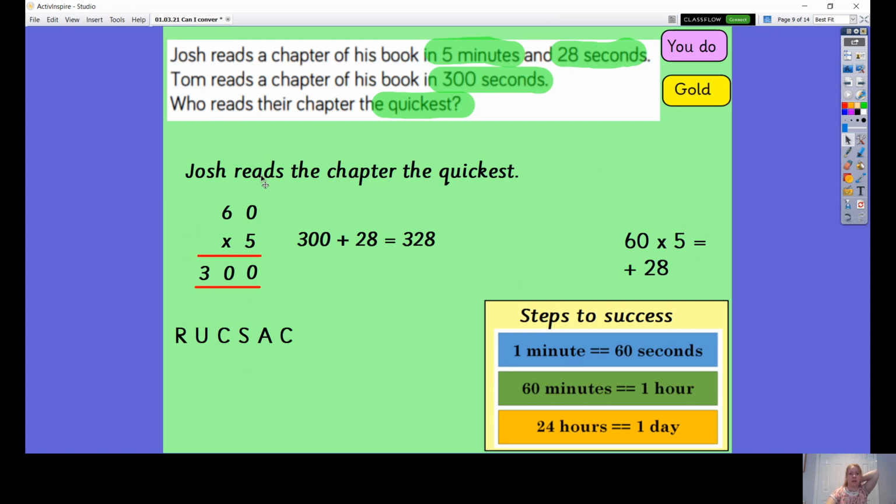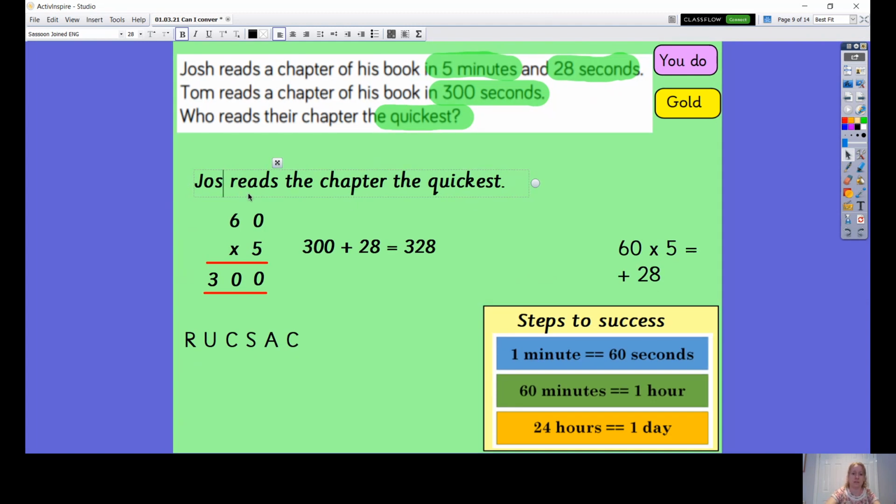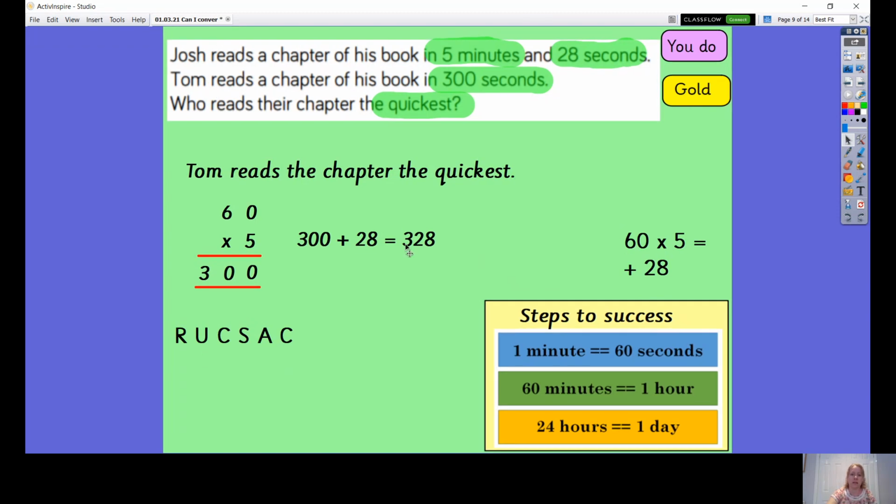So I have come to the conclusion, it's not Josh, why have I written Josh? There comes into checking our answer, isn't it? Because Tom reads the chapter the quickest, because Josh reads it in 328 seconds and Tom reads his chapter in 300 seconds. So Tom reads the chapter the quickest. Okay, and so that's my solving my problem was here, my answering the question is here, and then checking my answer, because I got the answer wrong.